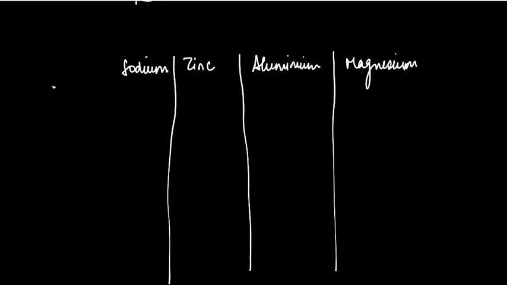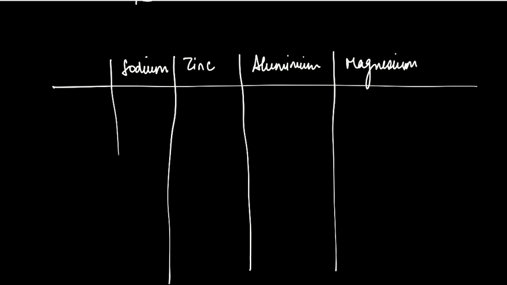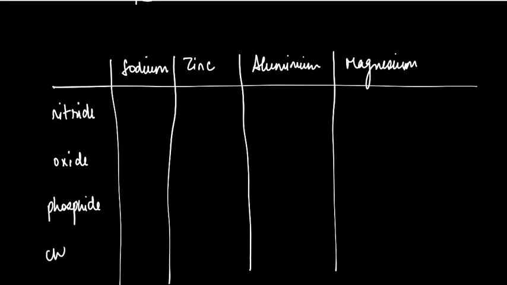So over here we are going to write nitride, oxide, phosphide, and chloride. This is a very small chart which I am giving right now. So I'll give you one example. You can make it on your own also if you want to.